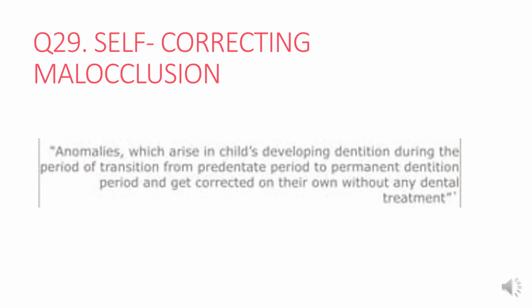Question number 29 is self-correcting malocclusion. Anomalies which arise in child's developing dentition during the period of transition from pre-dentate period to permanent dentition period and get corrected on their own without any dental treatment are called self-correcting anomalies.